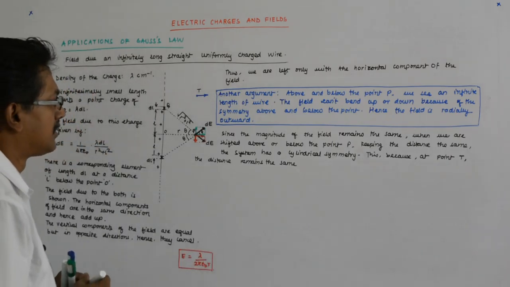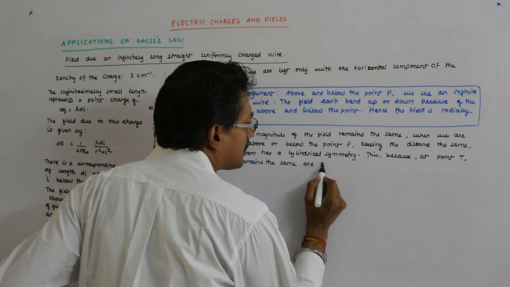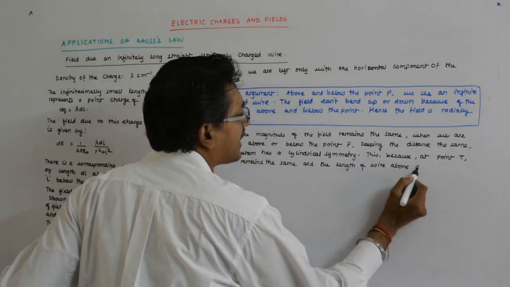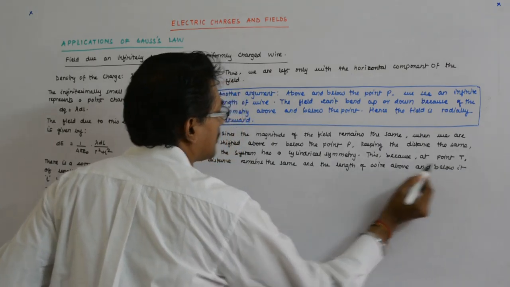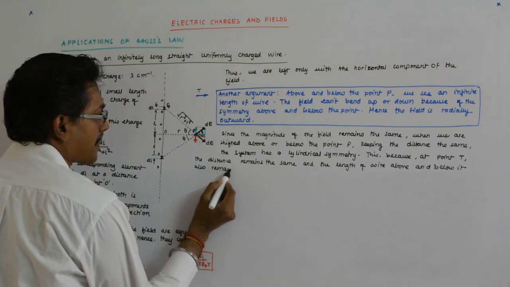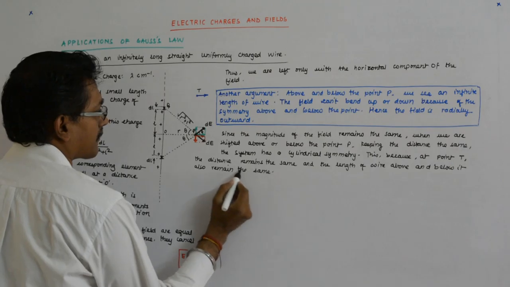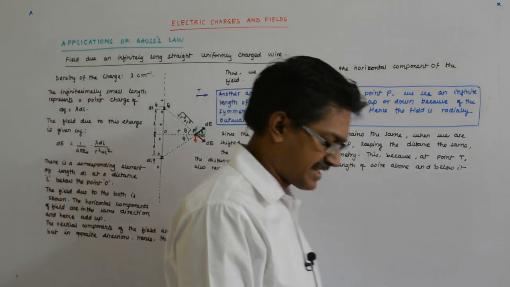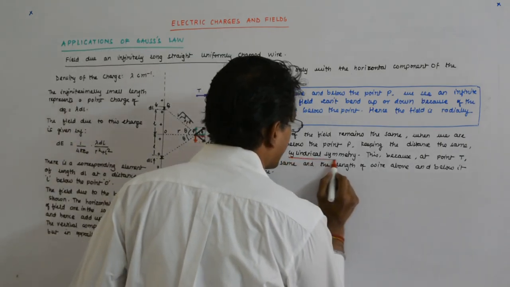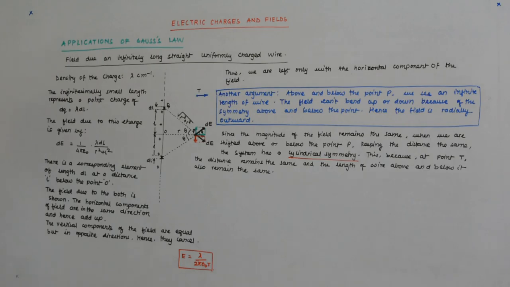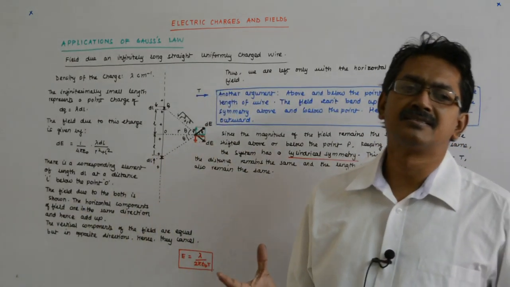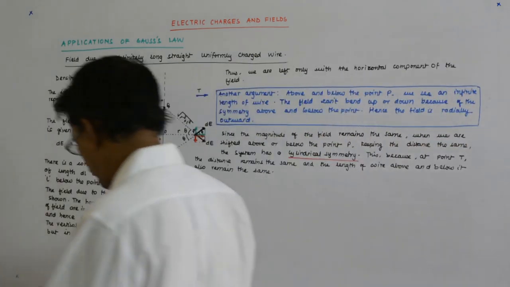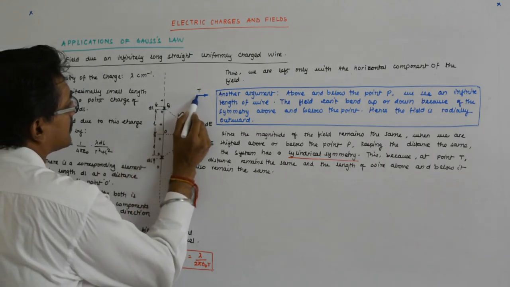The distance remains the same, and the length of wire above and below it also remain the same. So this thing has to be established, that here we have a cylindrical symmetry. Now the moment you know that there is a cylindrical symmetry, you immediately draw a cylinder with radius r and length l, whatever is that length, right? So we draw a cylinder around this at this length.